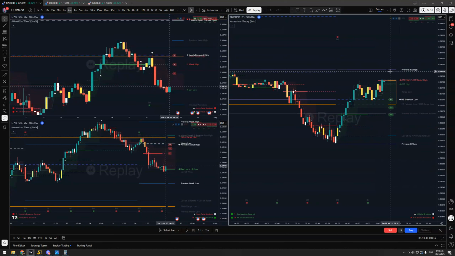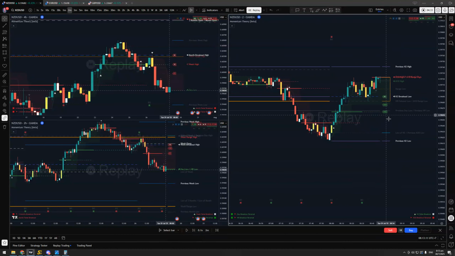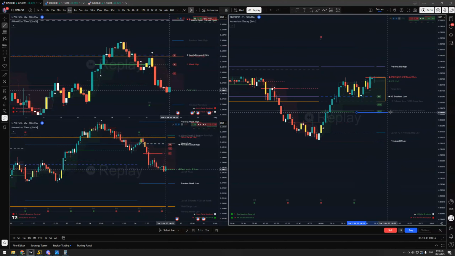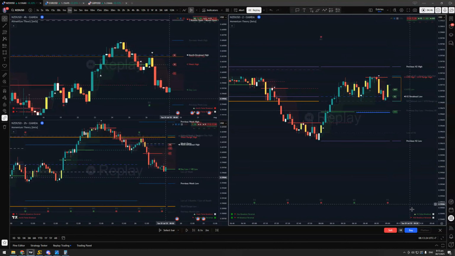I don't want to take this one because I'd rather get the fake out of the high, but if price got below the M30 breakout level, then I wouldn't mind taking this one. Getting below that M30 tells me that momentum is confirmed bearish, but I don't want to take a trade when it's up here. At this point, it's a breakout reversal, which is mixed bias. So I patiently waited for price to come up.